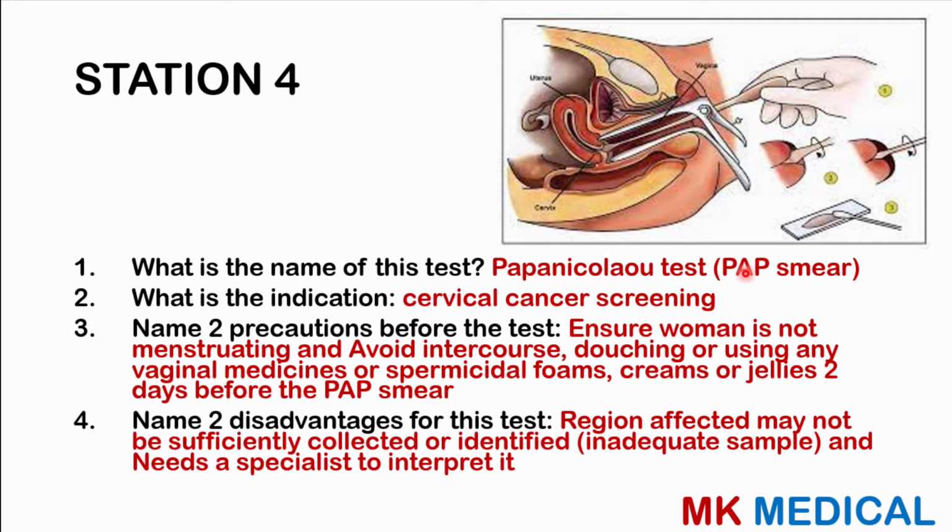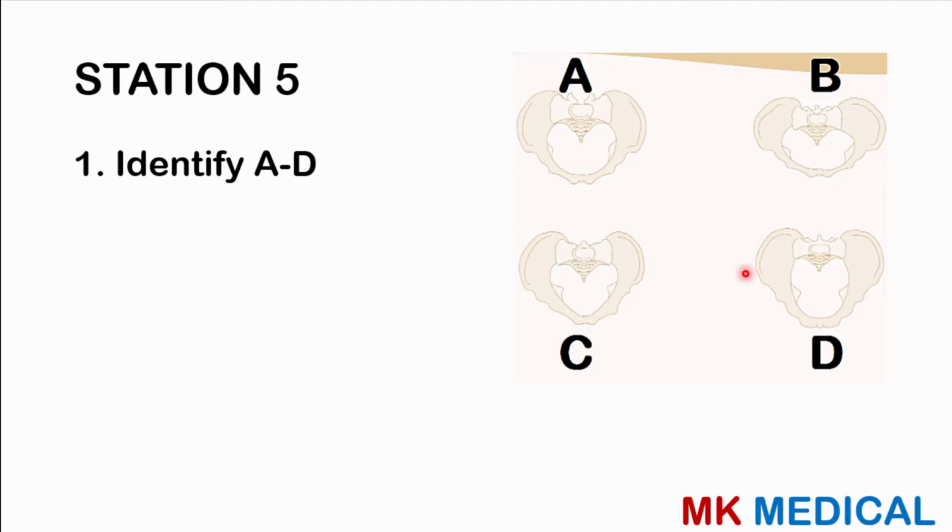Then 2 disadvantages are that sometimes you may get a collection of cells that may not be adequate enough, or you may collect from a sample that doesn't have the pathology. Then the second disadvantage is that it actually needs a specialist to interpret the results. Station 5, identify images A to D. So you may pause the video, take your time to look at this. I know you may not have seen this, or you may have overlooked this, or it may have been an oversight in your textbook, but trust me, they do ask these things.